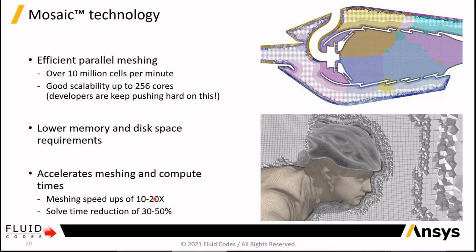So we have meshing speed-ups compared to the standard approach that is somewhere between 10 to 20 times faster, and the solve time reduction is somewhere around 30 to 50%. So there are a lot of advantages here.